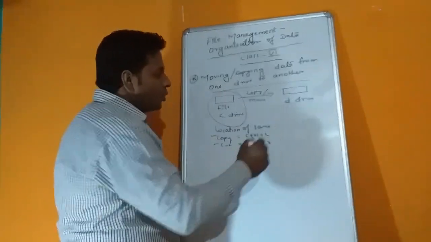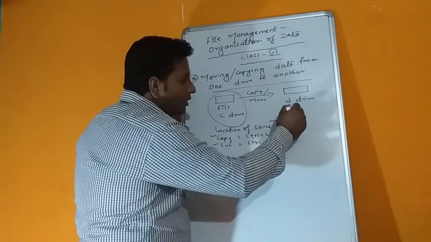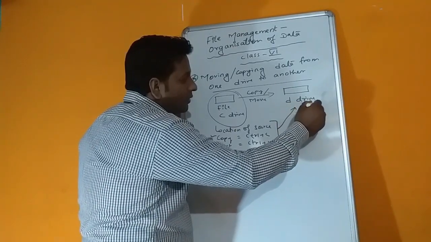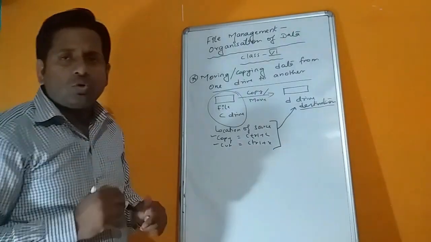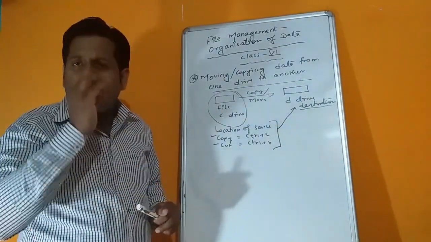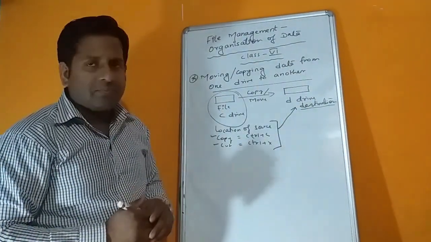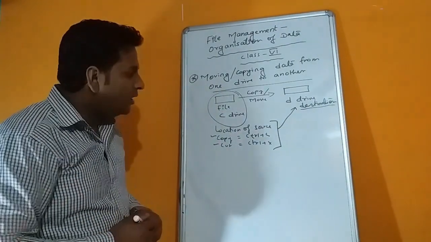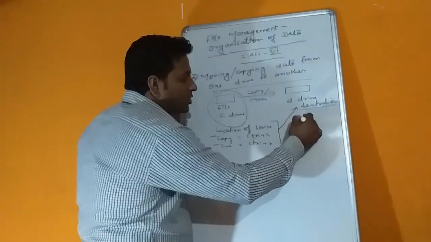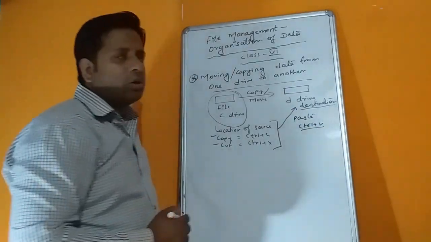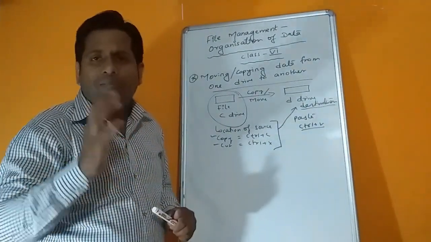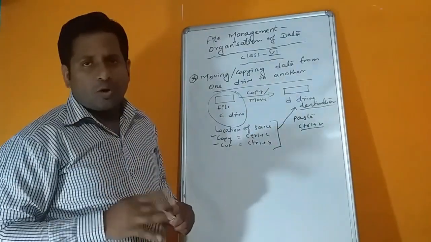Then we have to go to the destination. Destination drive means where we want to store the file, or copy the file, or move the file. Say D drive. We have to open that. Then you can use the paste shortcut command, that is CTRL plus V, or else you can right click on the blank area and you get the paste option.